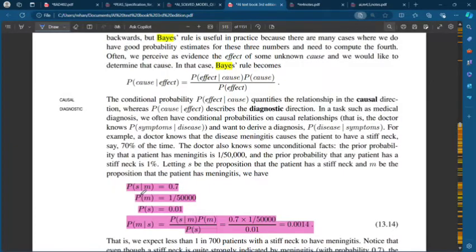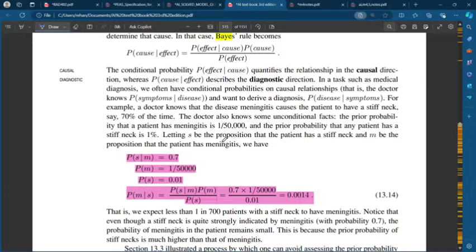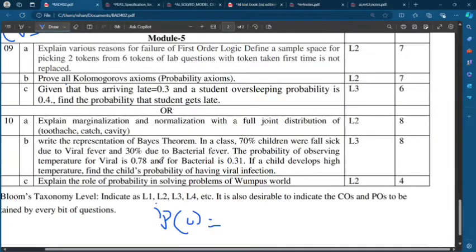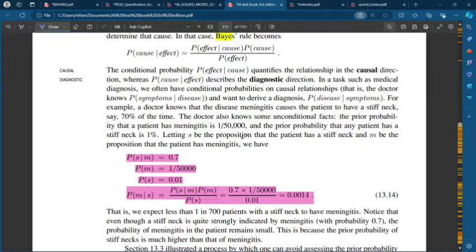Let me see in the textbook. Now they have given 70% of children, so 0.7, for P of S given M. Here, what is M? Symptoms or disease is equal to 0.7. Due to viral fever, and 30% due to bacterial fever. The probability of observing temperature for viral is 0.78 and for bacterial is 0.31. If a child develops high temperature, find the child's probability of having viral infection. That's what we are doing here.